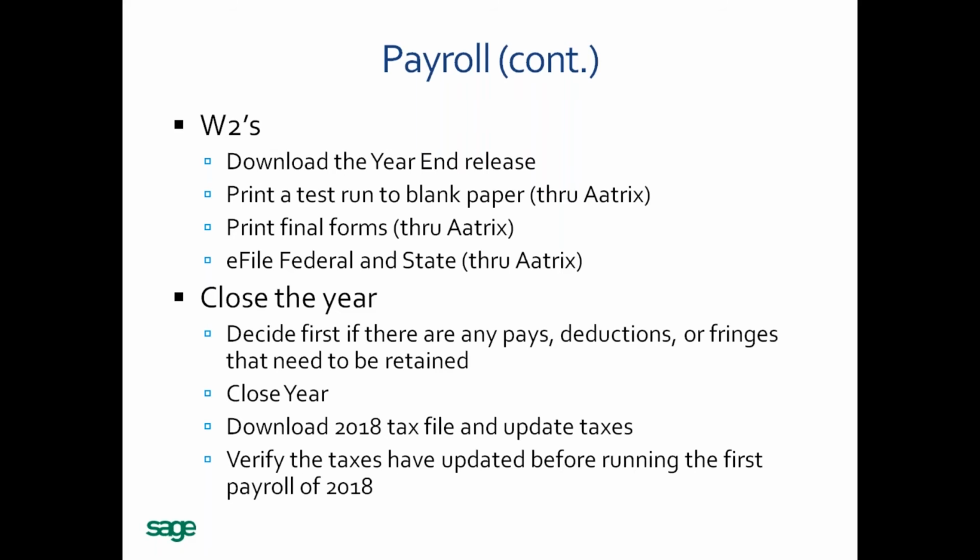Okay. Now, before you close the year, make sure that any pays, deductions, or fringes that have to be carried over into the next year are marked to be retained. Otherwise, they're going to zero out. On pays, this is going to be things like accrued vacation or sick or PTO. On deductions, this is going to be something like an employee loan that they're paying back, and you've set it up to be automatic and it has a limit. You need to be sure that that doesn't get zeroed out. Then you're going to go ahead, close the year, download your taxes, and download and update, that should say 2019. And then make sure that that's been updated before you run the first payroll for 2018.